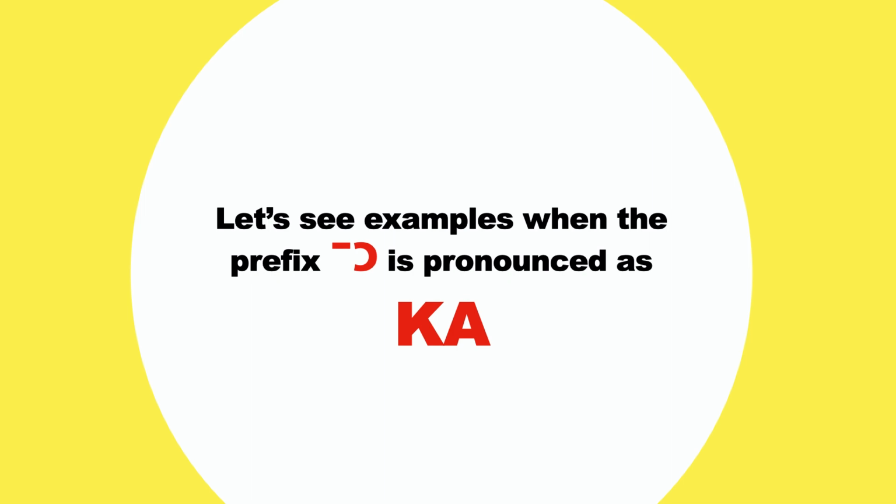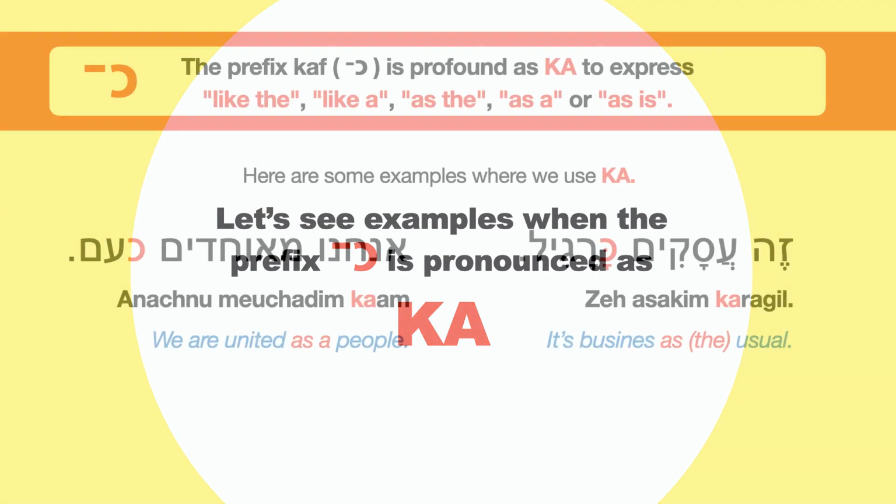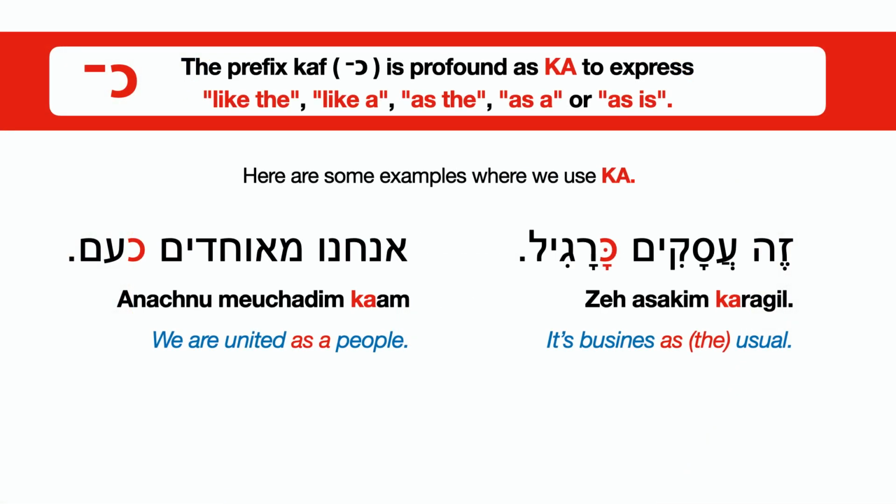Now let's see examples when the prefix kaf is pronounced as ka. The prefix kaf is pronounced as ka to express like the, like a, as the, as a, or as is, whilst ki says as, like, okay. Here you have the component of the, so like the, like a, etc. So here are some examples where we use ka.